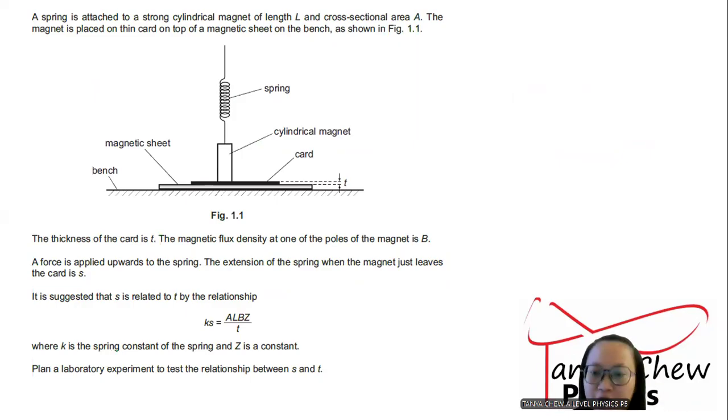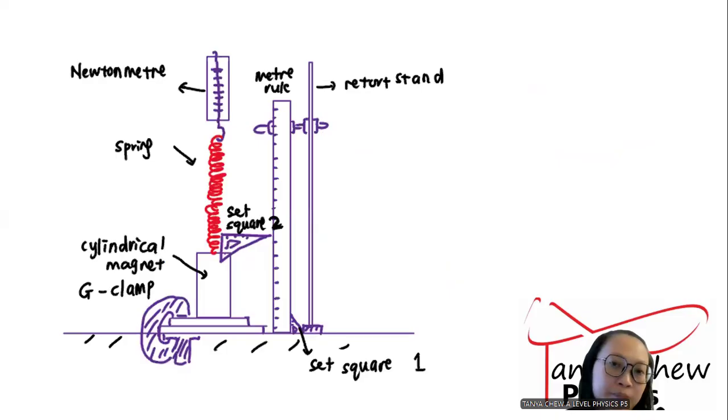right? Look at the question here. This is my diagram. So I have a retort stand because the ruler cannot stand by itself. I need to clamp the ruler, but there's a distance between my ruler and the spring. That is why I need a guide to give me the reading on the meter rule. I cannot just use my eyes and look at the reading and predict the reading. No, I'm not a person to predict something. So you use the set square as a guide.